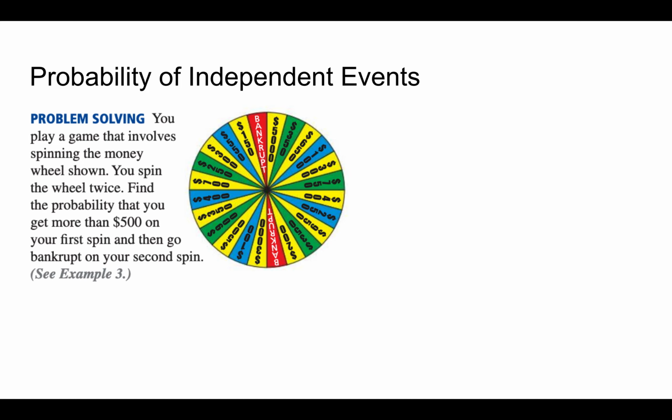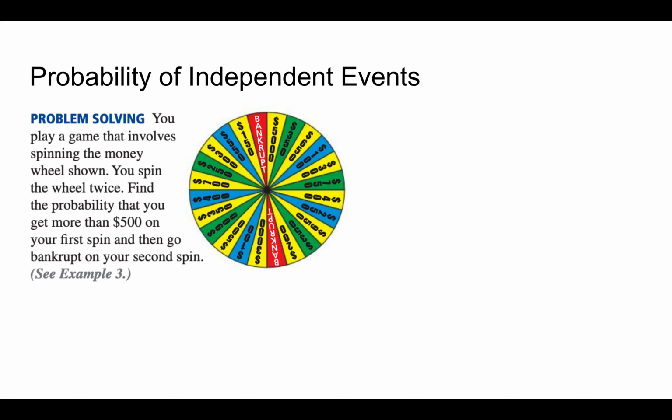You play a game that involves spinning the money wheel shown. You spin the wheel twice. Find the probability that you get more than $500 on your first spin and then go bankrupt on your second spin. It says see example 3. That's just the examples in the book. So you could look at example 3 in the book if you want a clue on how to do this one.